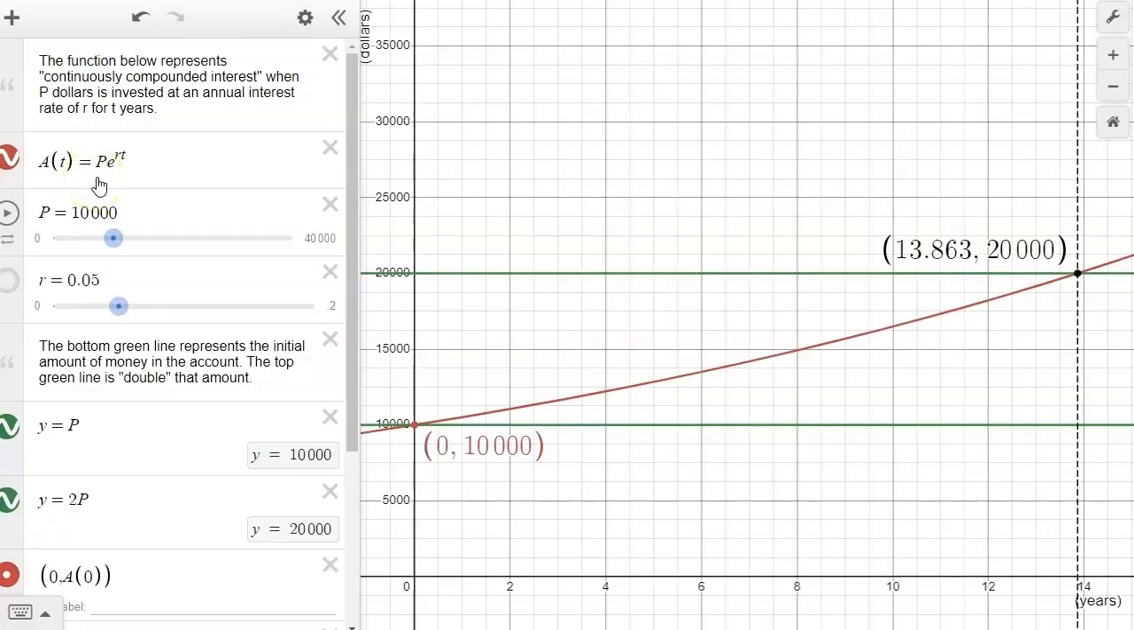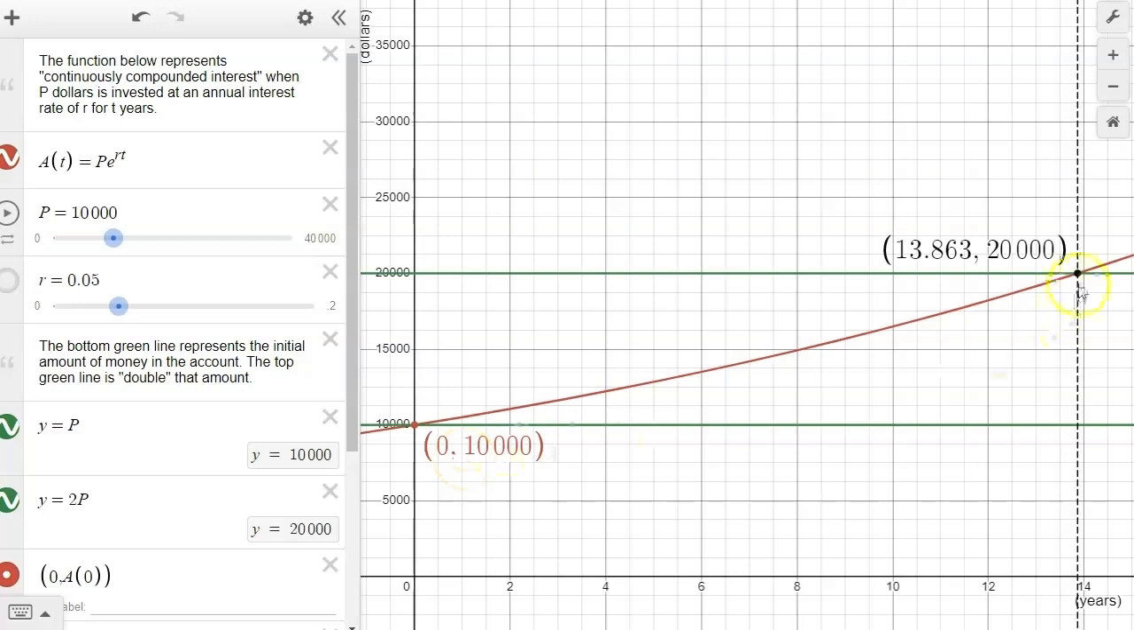Okay, so we're here in Desmos and I've graphed A equals P times e to the RT, and I've made sliders for P, the initial amount of money, and R, the interest rate. And you'll notice here that the curve is in red, and this curve represents how much money is in the account at any given time T. Now, I've set the slider for the initial amount of money to be $10,000 and for the interest rate to be 5%, so R equals 0.05. And notice this point 0, 10,000 represents that at time 0, the initial time, there's $10,000 in the account.